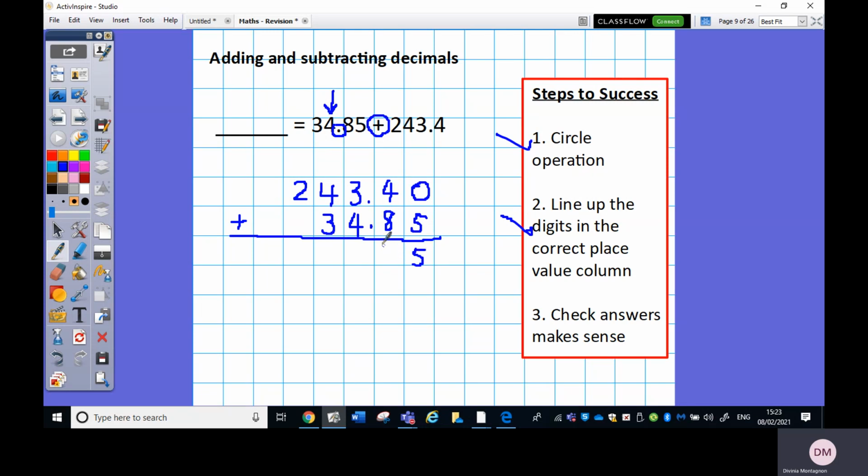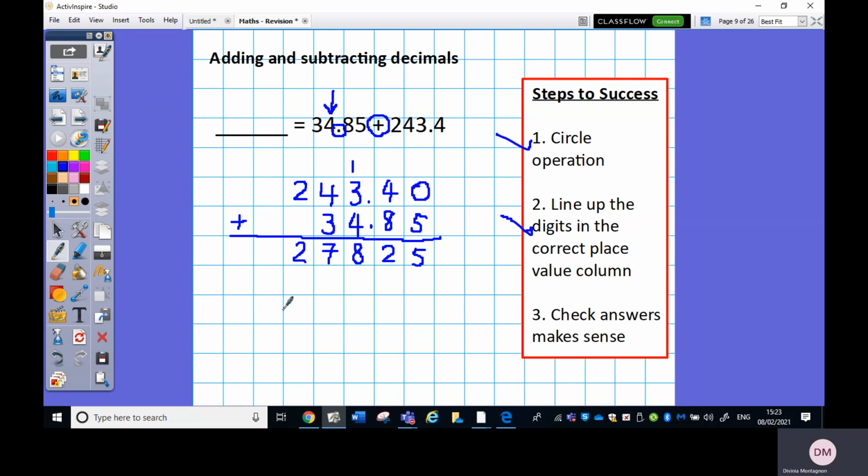So now I'm going to add 5 plus 0 equals 5. 8 plus 4 equals 12, and I'm going to regroup. 4 plus 3 equals, good, 7 plus 1 equals 8. 3 plus 4 equals 7, and then we have 2. Good. Is that correct?